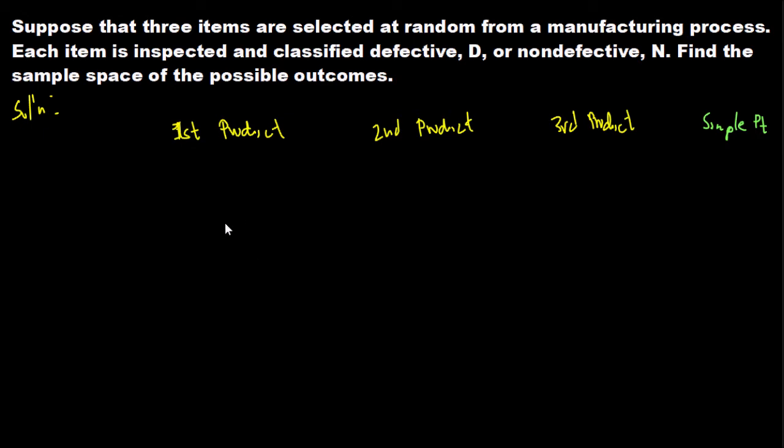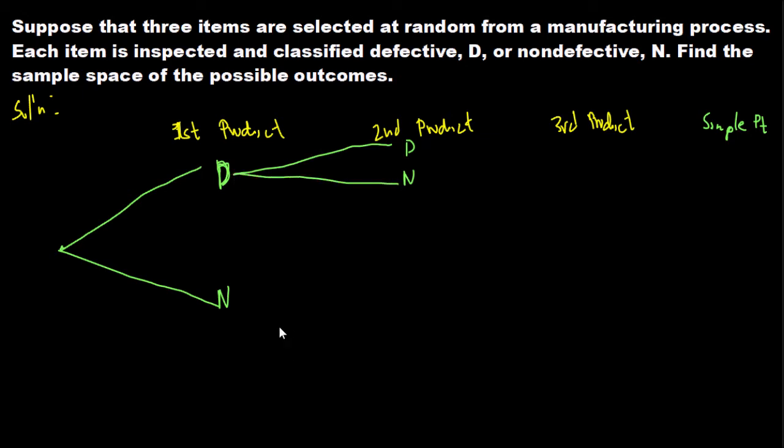the possible outcome will be, so we will be drawing a sample product. So the first product could be defective or non-defective. So we have two possible outcomes. Again, we will draw for the second product. If the first product is defective, then we could draw also a defective or non-defective for the second product. Then if the first product is non-defective, we could draw also a defective or non-defective for the second product. Now for the third product.